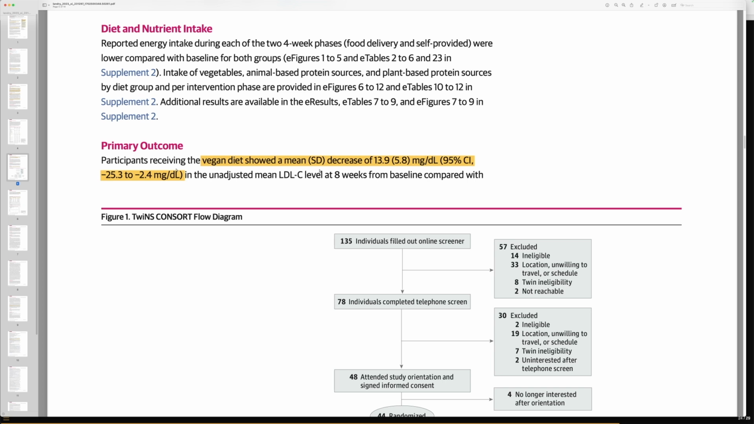Of course, you would need more information to know if that 13.9 reduction is an effect size that you think is meaningful. Right. I have no idea what that means, but it's obviously a significant decrease.